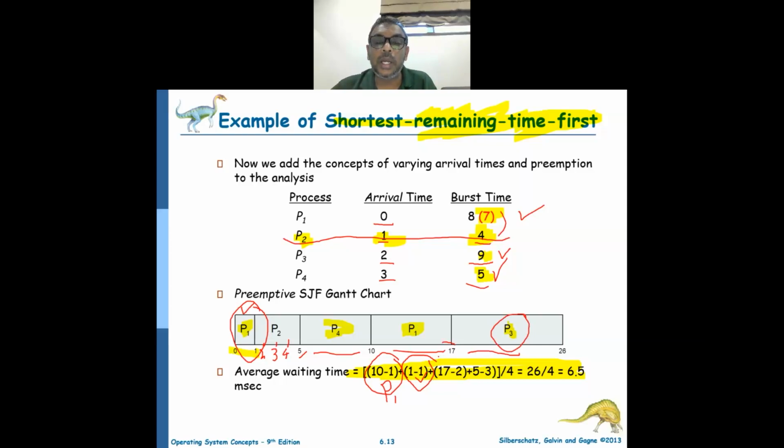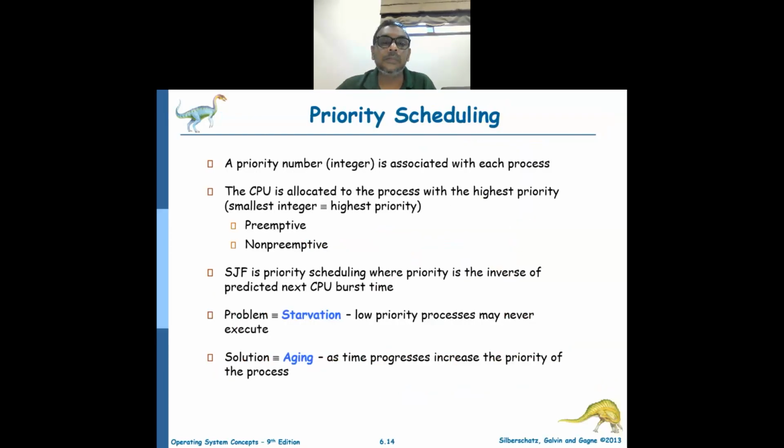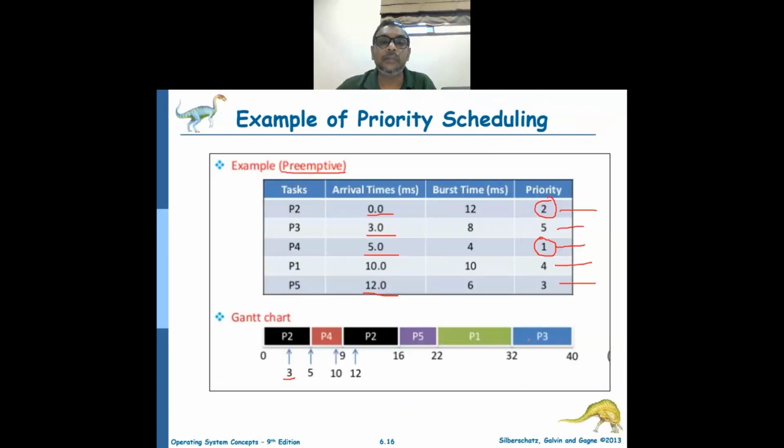P3 masuk only at 17. But dia dah sampai at 2. So, how long did it wait? 17 minus 2. Alright. Next, we look at P4. P4 masuk at 5. But it has come at 3. So 5 minus 3 is 2. Divide by the number of process and you get this as your average waiting time. Okay, average waiting time.